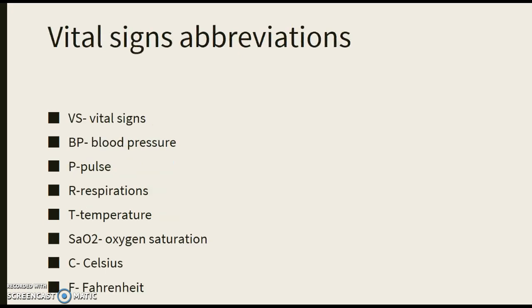Vital signs. Vital signs are where we're taking the patient's pulse, respirations, temperature, blood pressure, oxygen saturation. So you can see we have VS for vital signs, BP, blood pressure, P, pulse, R, respirations, T, temperature. SaO2 is your oxygen saturation or your pulse ox. And then depending on your institution, some hospitals will use Celsius and some will use Fahrenheit, and you can see it's C or F. Used to be, I think, RR was respirations, but Joint Commission recommends that it be R for respirations. So these again could appear in orders. It can appear on worksheets, but it's important to understand what these abbreviations are.